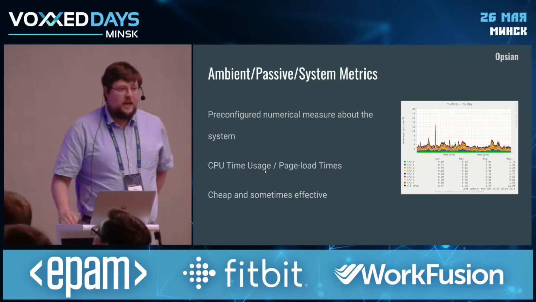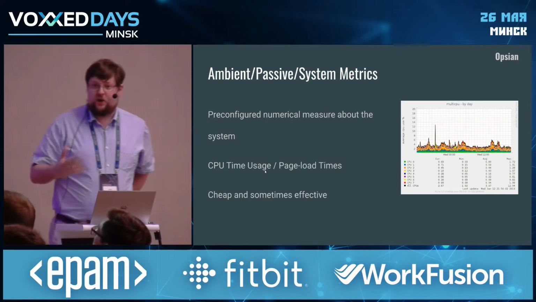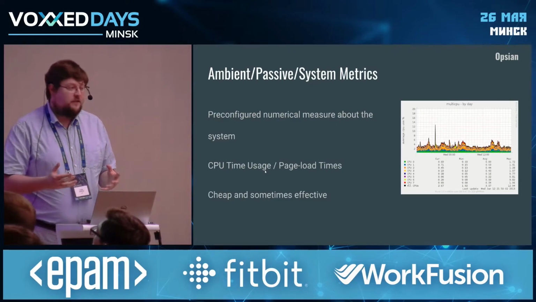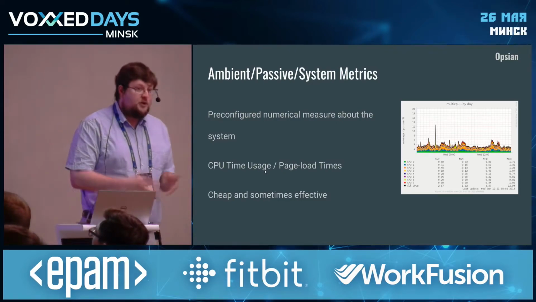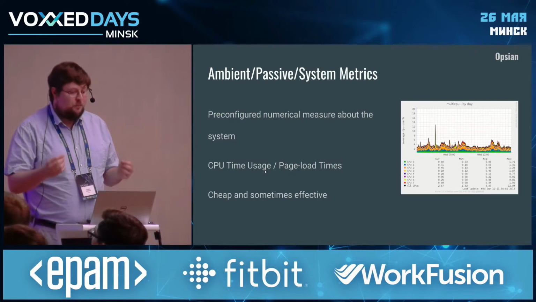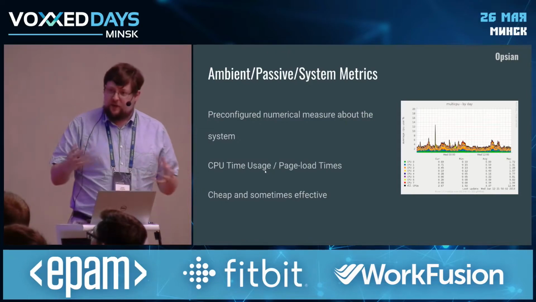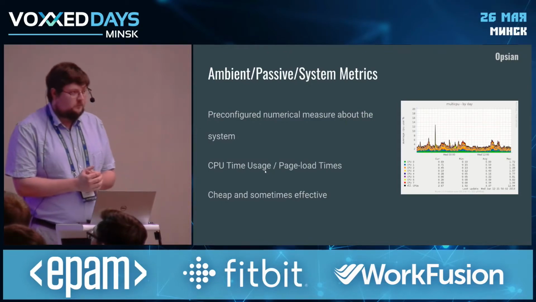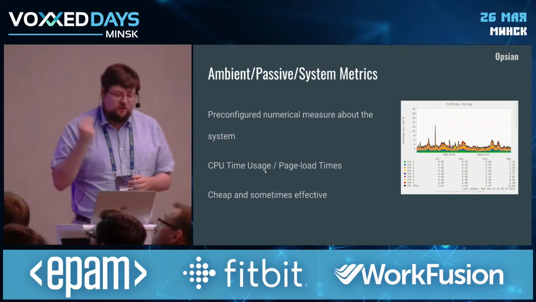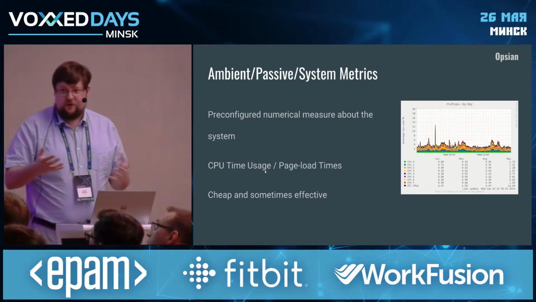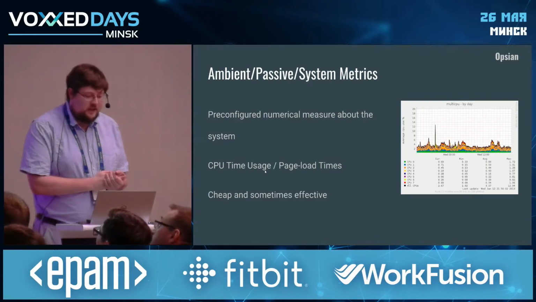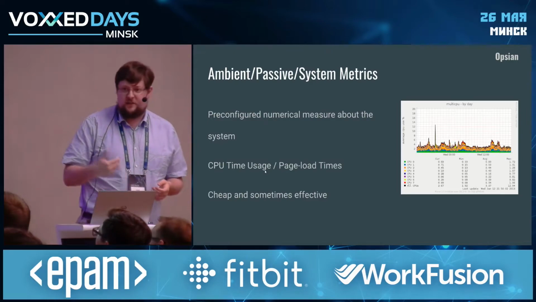And that's where people normally turn to monitoring systems, right? And monitoring systems can gather a variety of different pieces of information. The most basic piece of information that you might see are ambient or passive or system metrics, whatever you want to call them. Metrics. Just numbers that you'll record periodically from your application. So, for example, CPU time usage or user and system CPU time breakdowns, page load times, things like that.